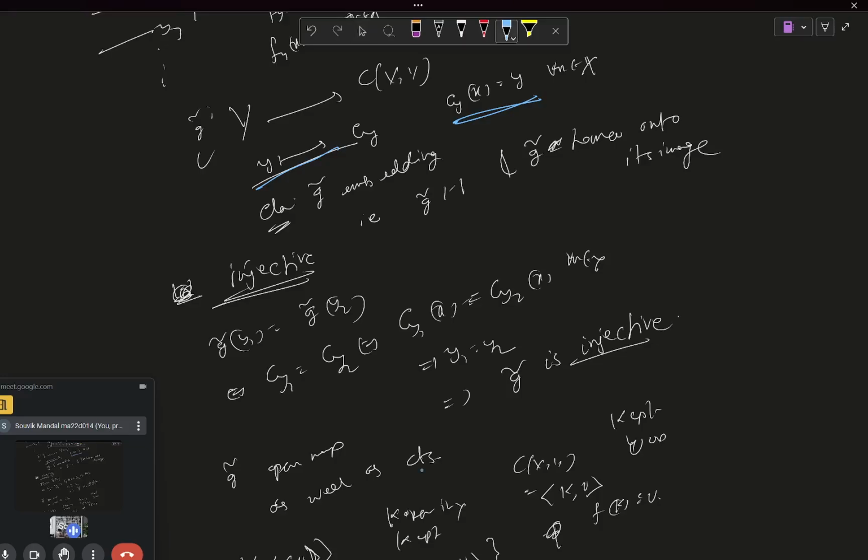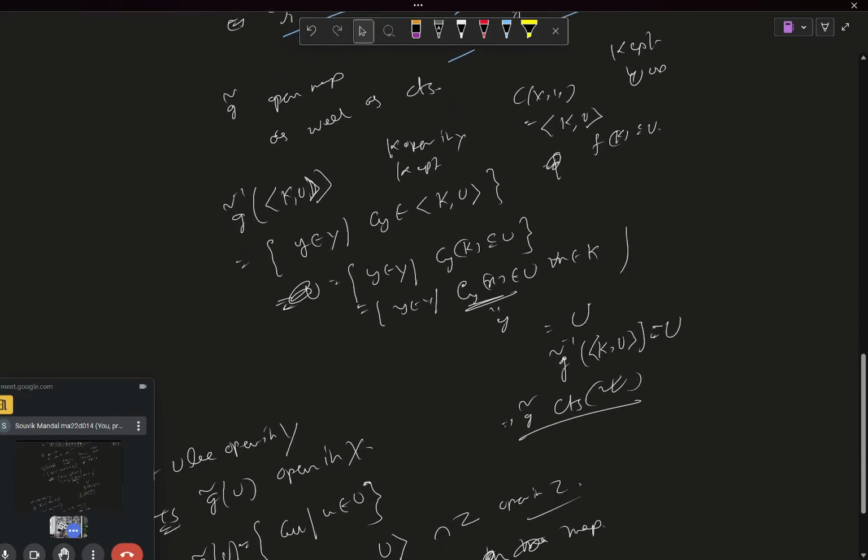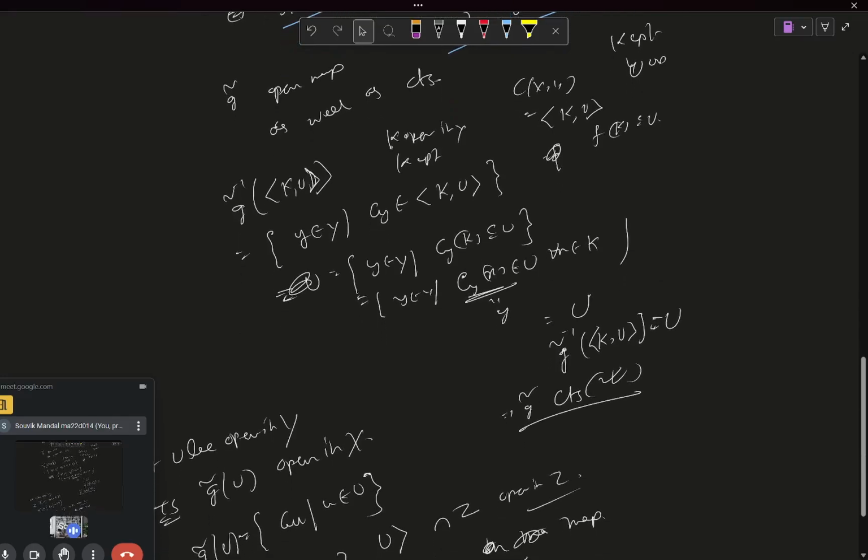So let g tilde of y1 be equal to g tilde of y2. This is if and only if c_y1 equals c_y2, if and only if c_y1(x) equals c_y2(x) for all x. This implies y1 equals y2. This implies g tilde is injective. Okay, so injectivity is done. Fine. Now we need to check two more things: openness and continuity.